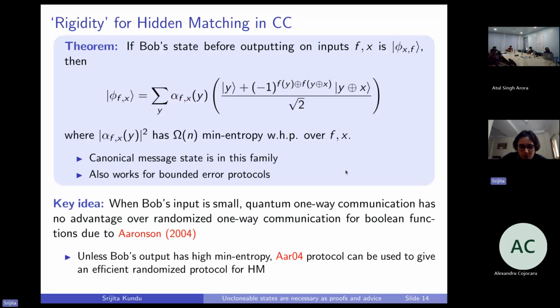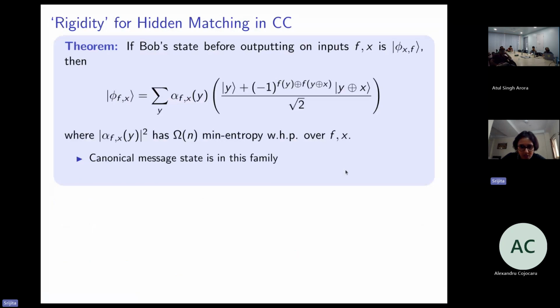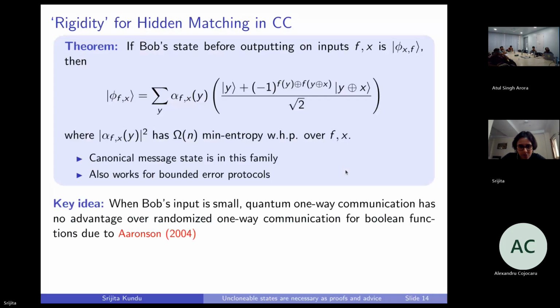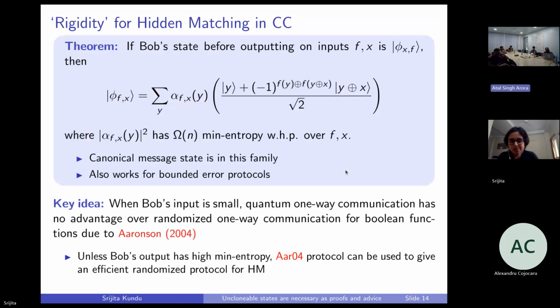And the idea we use here is that this Aaronson protocol only works for Boolean functions, but we can somehow convert relational problems which have low min entropy to Boolean functions. So we show that unless Bob's output has high min entropy, the Aaronson protocol can be used to give an efficient randomized protocol for hidden matching, which is a contradiction because, due to Bar-Yossef, Jayram, and Kerenidis, there is a randomized lower bound for hidden matching. So having low min entropy, does it mean that you can find answers to the relation bit by bit somehow? Exactly.